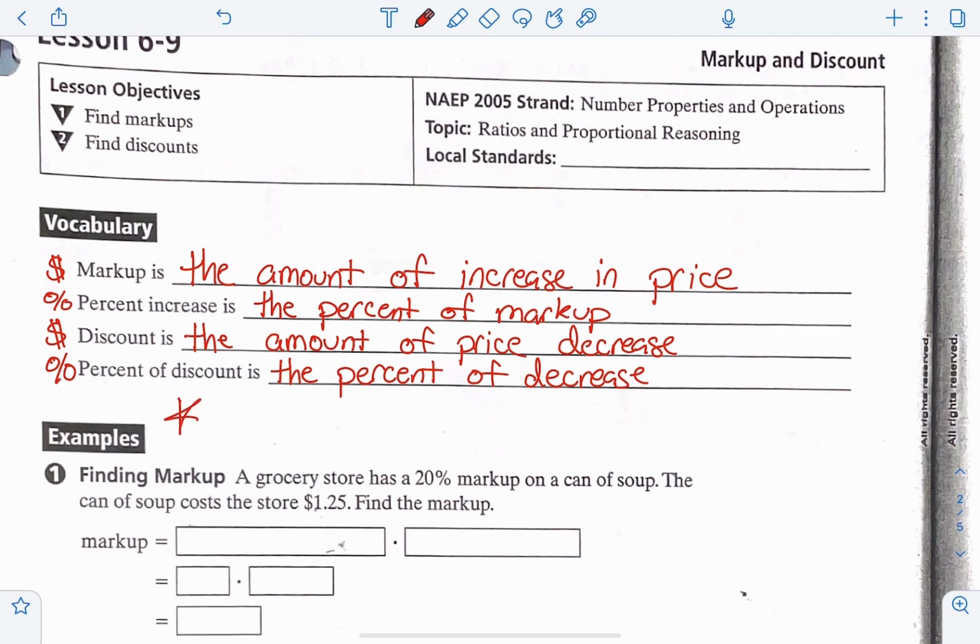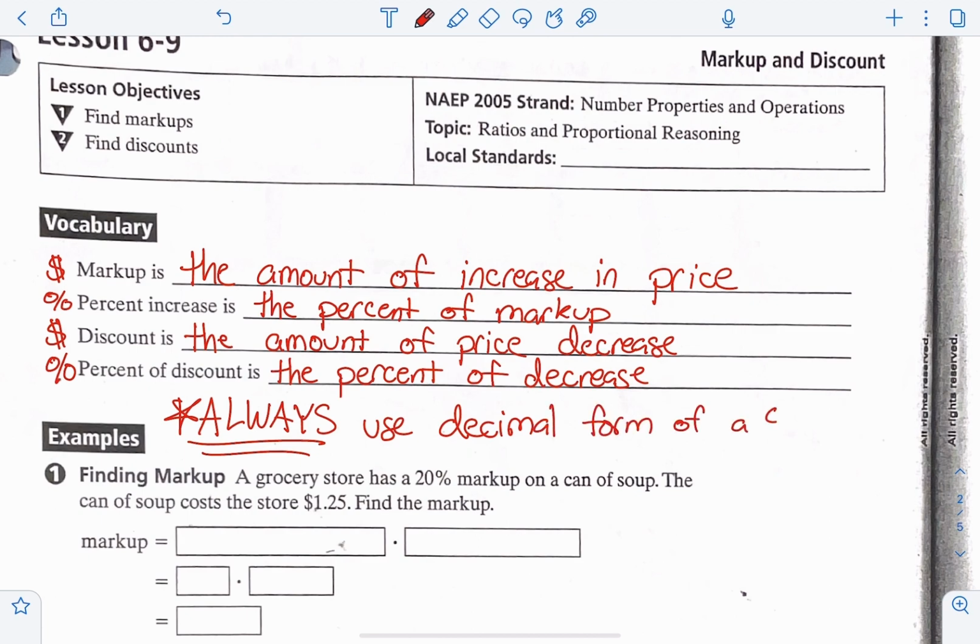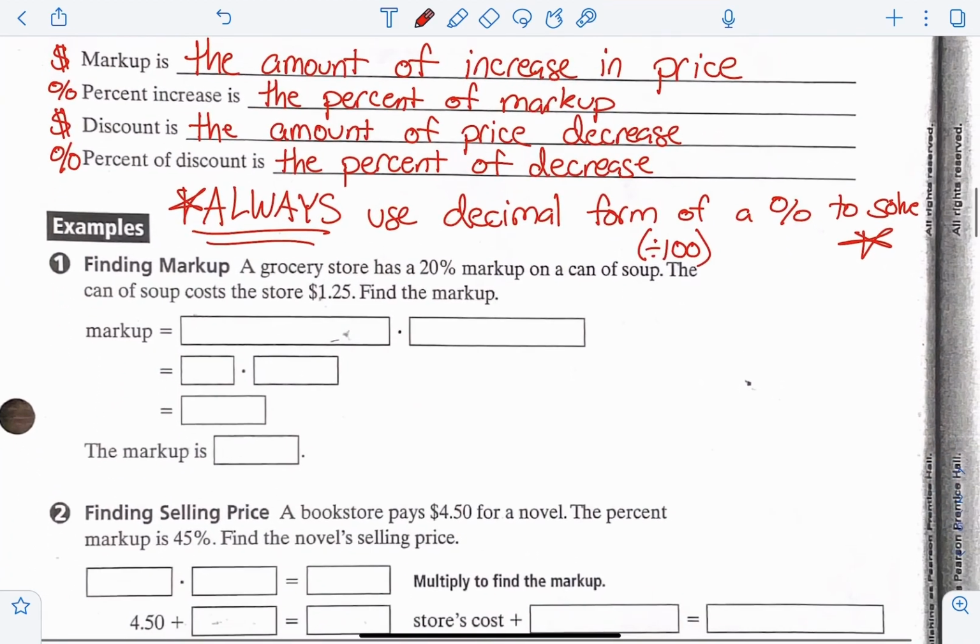One thing to note, you're always going to use decimal form of a percent to solve. So that means you're going to have to divide by 100 sometimes before you put it into a problem to do the math. So if you're using a percent to help you do the math, you need to do it in decimal form. You can't put the actual percentage in. And so that would mean dividing by 100 before you put it in. That will make sense as we start to do it. You'll see what I mean.